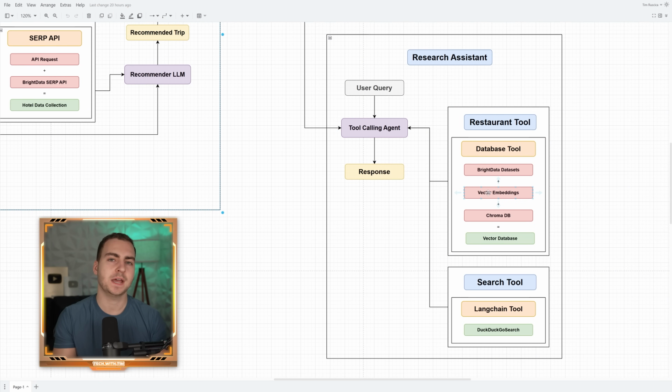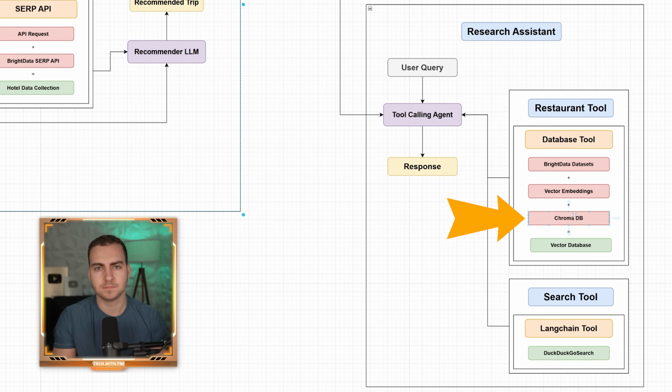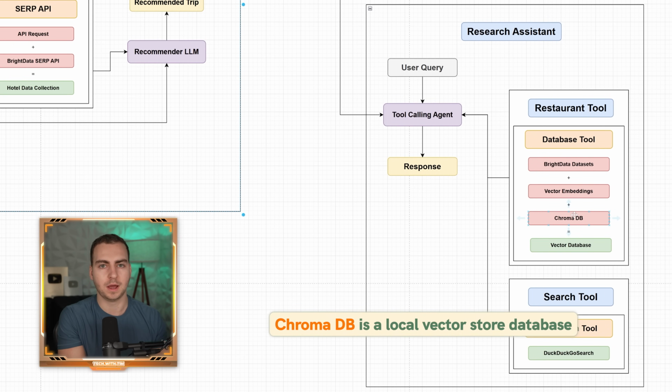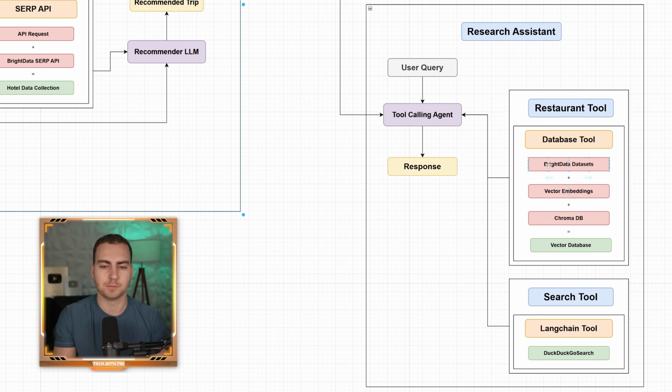Then what I did is I vectorized all of this data. So that just means converting it into something that can be searched essentially from your LLM and really quickly in the database. And then I used something called ChromaDB. This is a local vector store database that you can run on your own computer. And with all of these three things combined, so the data set, vectorizing the data, and then throwing it in ChromaDB, I now have a vector database that I can query really quickly and pull out relevant replies.